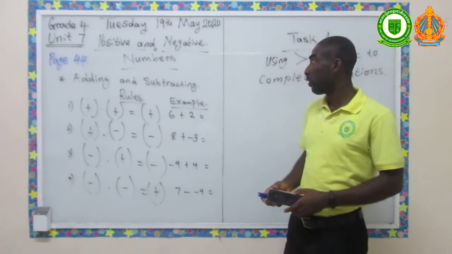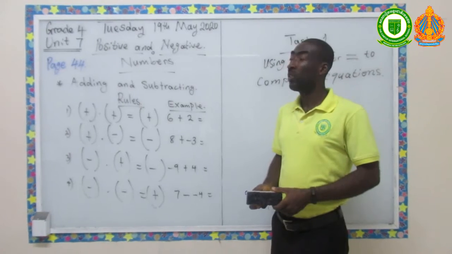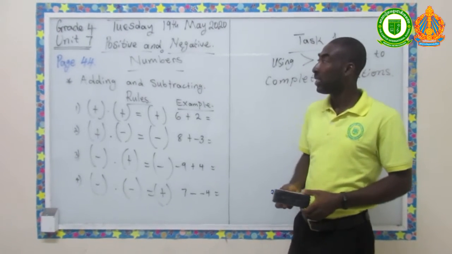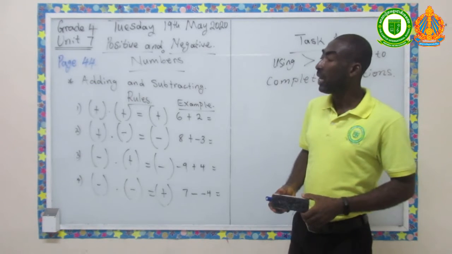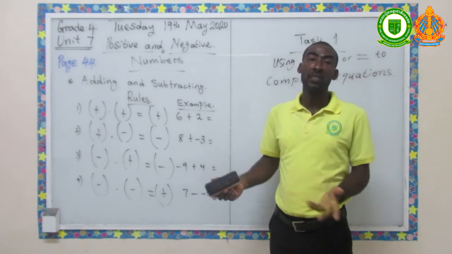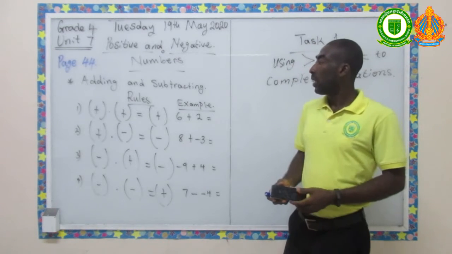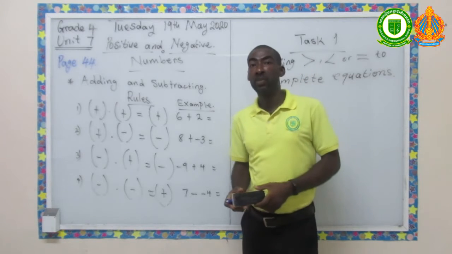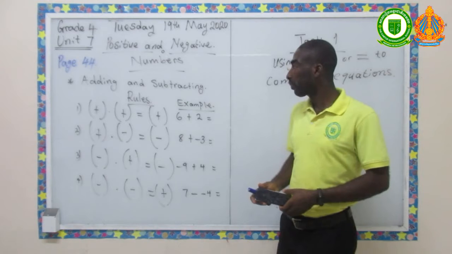As students of grade 4, we are still continuing our lesson on positive and negative numbers. Today we will continue by looking at how we can do addition and subtraction when we have positive numbers or negative numbers. So there are 4 main rules that we have to follow when it comes to dealing with positive or negative numbers.